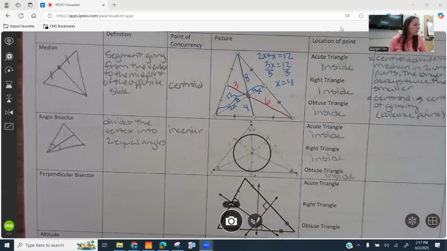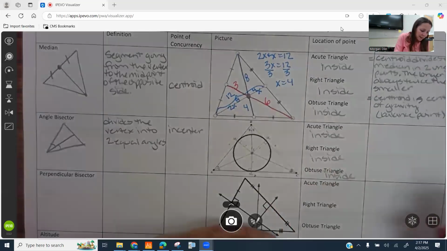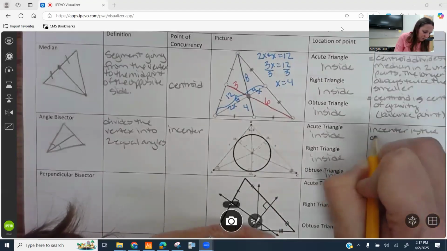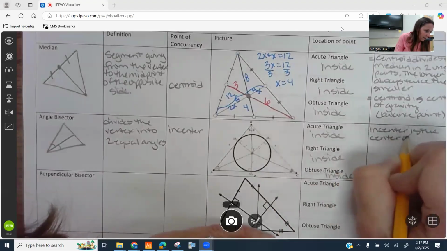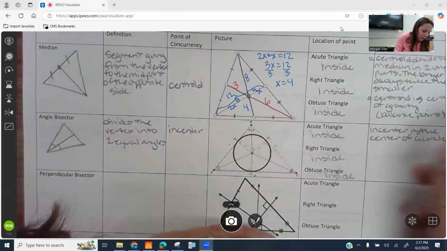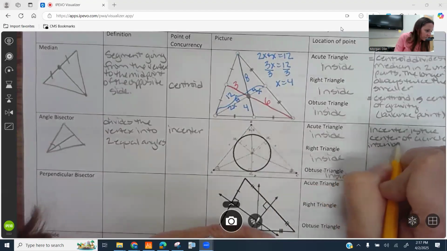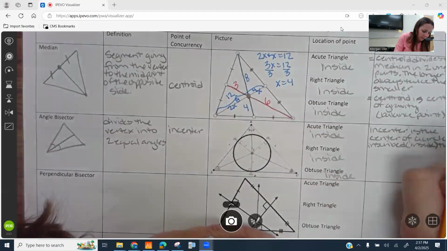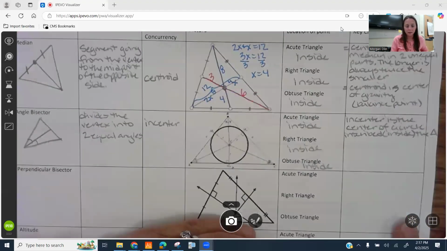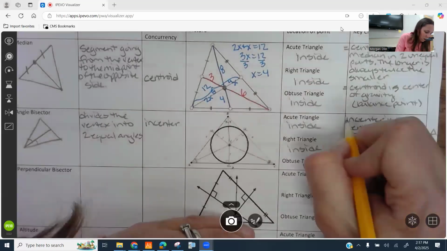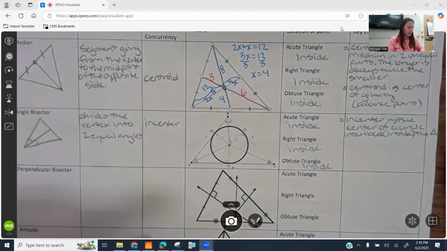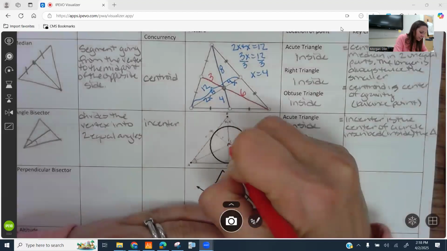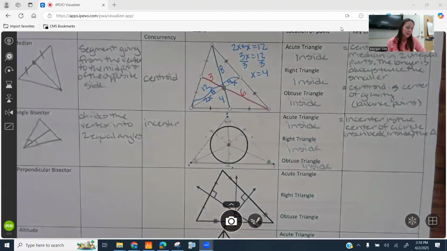All right. Well, what does the incenter do? The incenter is the center of a circle inscribed, that means inside, the triangle. And I'm just going to draw a triangle right there for that. So basically, you see that this circle's already drawn here. So this point right here is the center of that circle, and that's called the incenter.